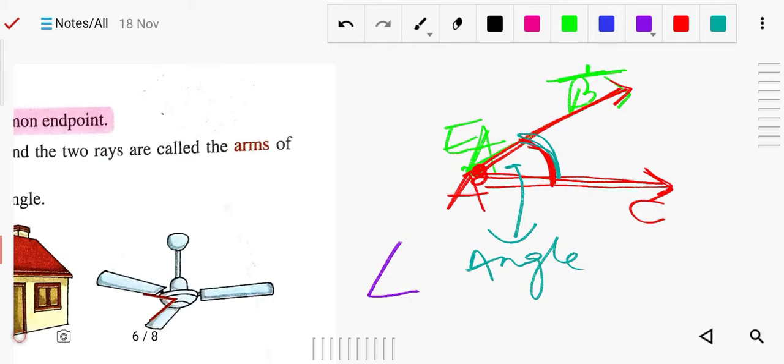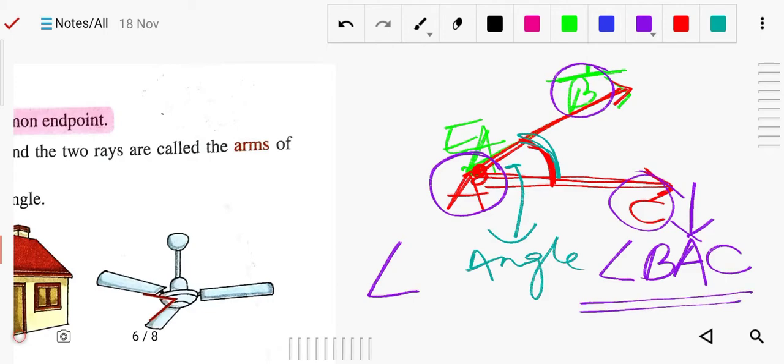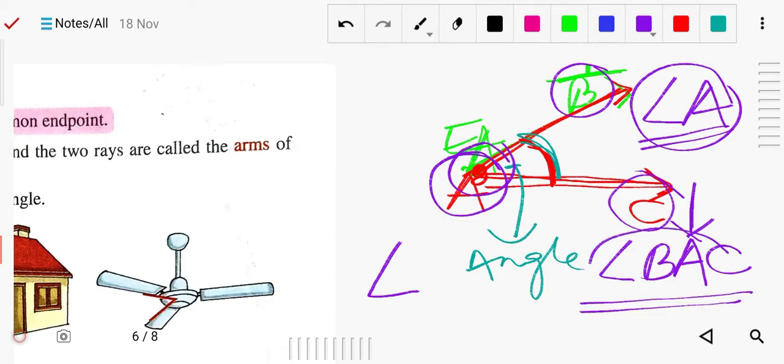If I want to write this angle, you write angle B, then A, where the angle is forming, which should be in the middle, and last is C, so we write angle BAC. This is the way to write the name of the angle. Or simply you can write angle A. This is another method. You write only where the angle is forming, angle A, or angle BAC. Both are correct.